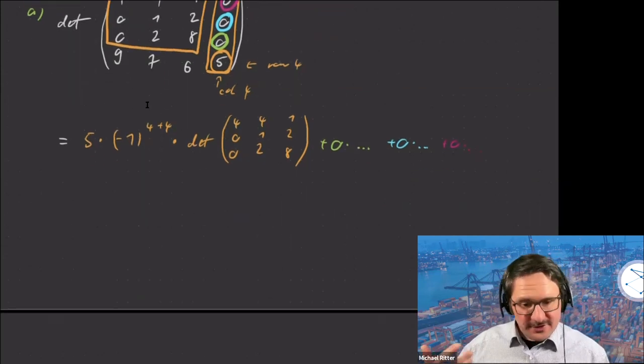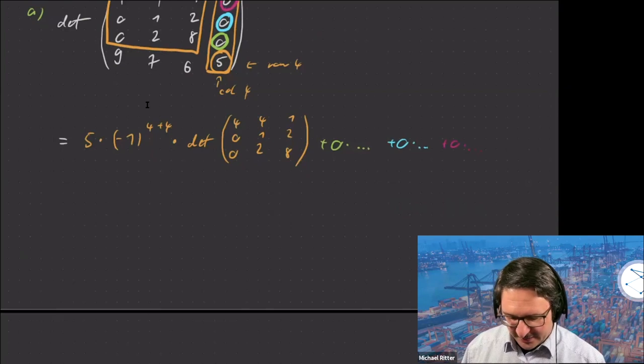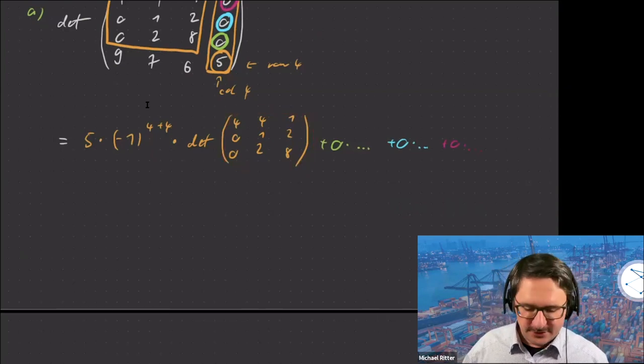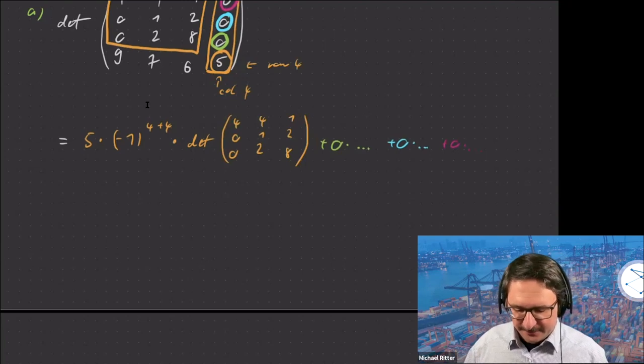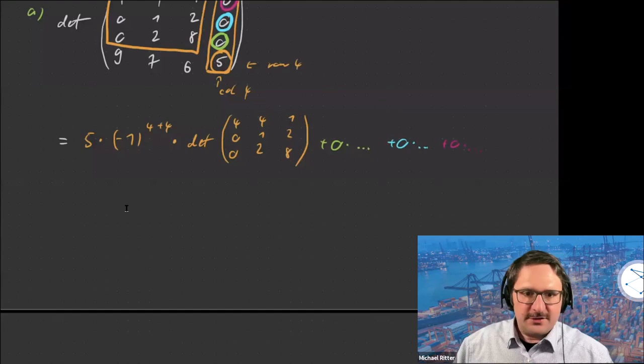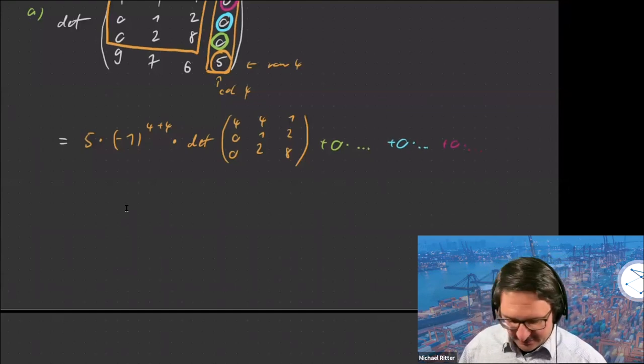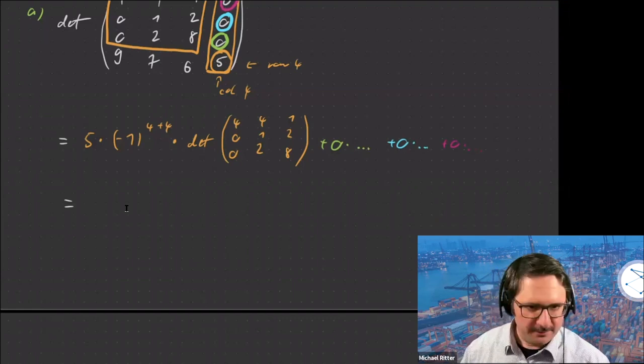Okay, so we've reduced the dimension by one. We're at a 3x3 matrix now instead of 4x4. And of course, we can repeat this process as often as necessary. Or we can also switch to some other process if we'd like to. Now, let's first complete the expansion process, and then maybe we can discuss possible alternatives.